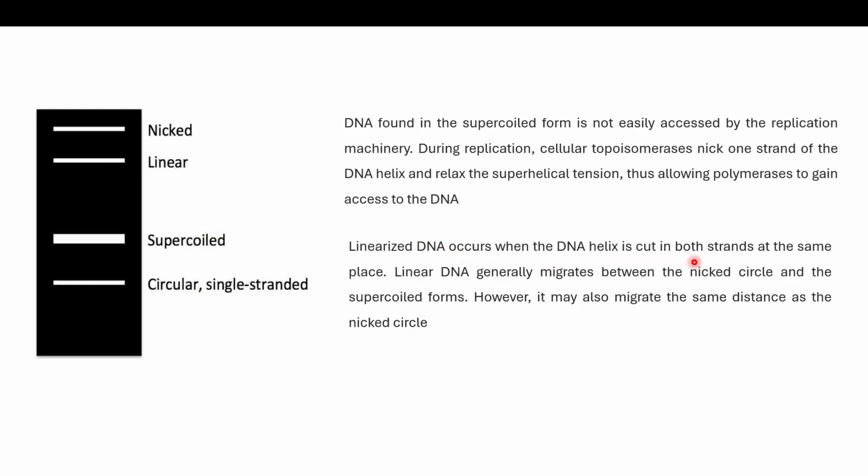Now linearized DNA occurs when the DNA helix is cut at both the strands at the same place. Linear DNA generally migrates between the nicked circle and the supercoiled forms. However, it may also sometimes migrate the same distance as the nicked circle.